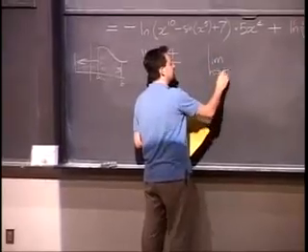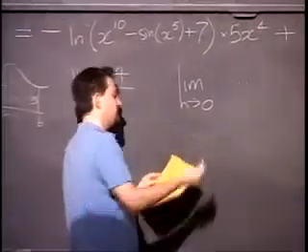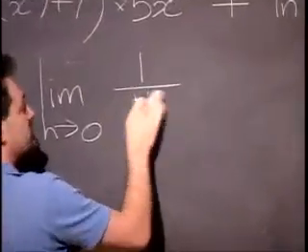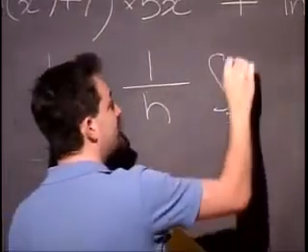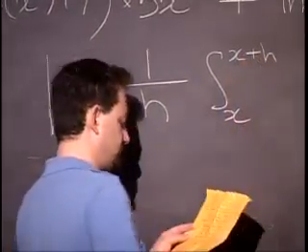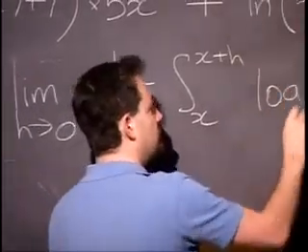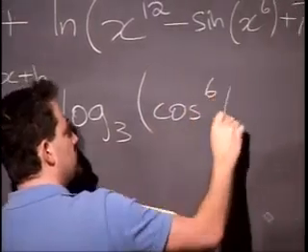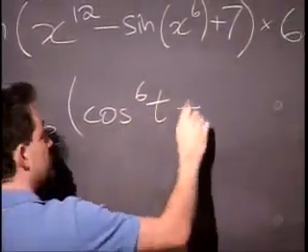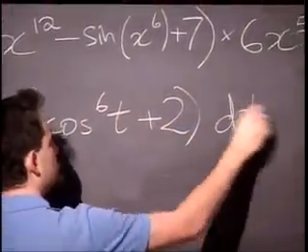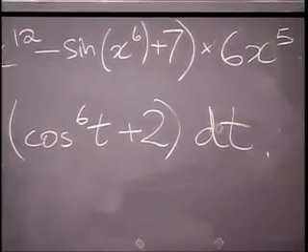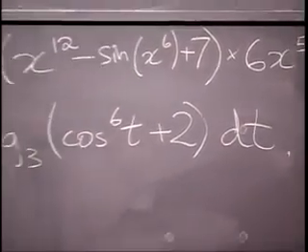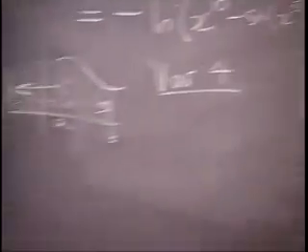Consider this limit. Limit as h goes to 0 of 1 over h, the integral from x to x plus h, of log base 3 of cosine t to the power 6 plus 2, dt. It's not even a derivative. It's a limit. Well, it's a limit, but yet it's just a derivative. In fact, it's a derivative in disguise.